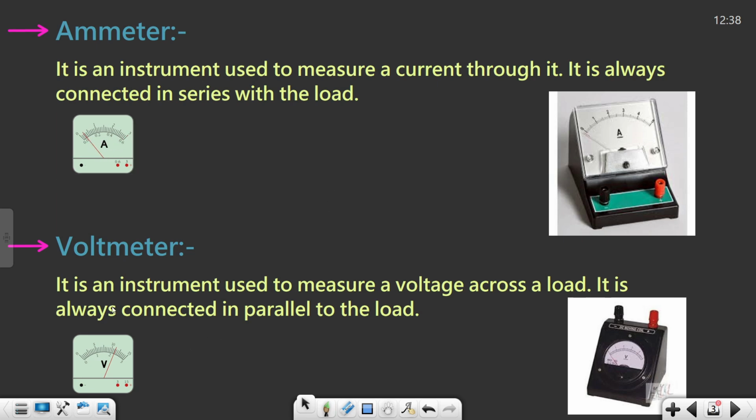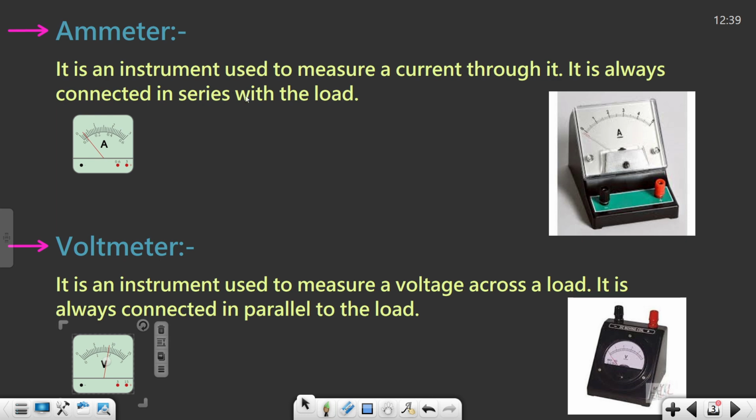Similarly, what is a voltmeter? It is an instrument used to measure the voltage across the load. It is always connected in parallel to the load. And this is the analog voltmeter. Whenever the voltage is detected, it will rotate in this particular direction, either increasing or decreasing depending upon the voltage that it receives. Same thing will happen with the ammeter.